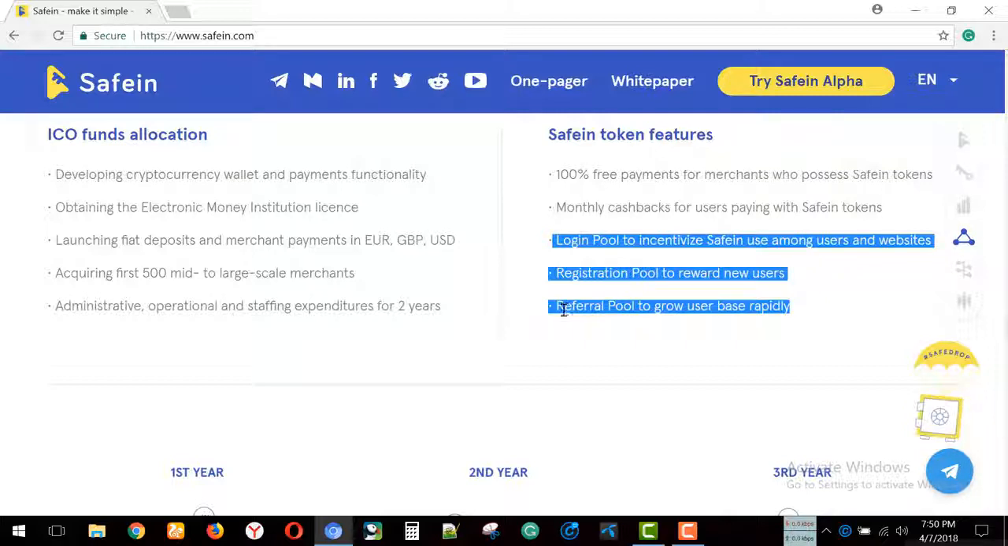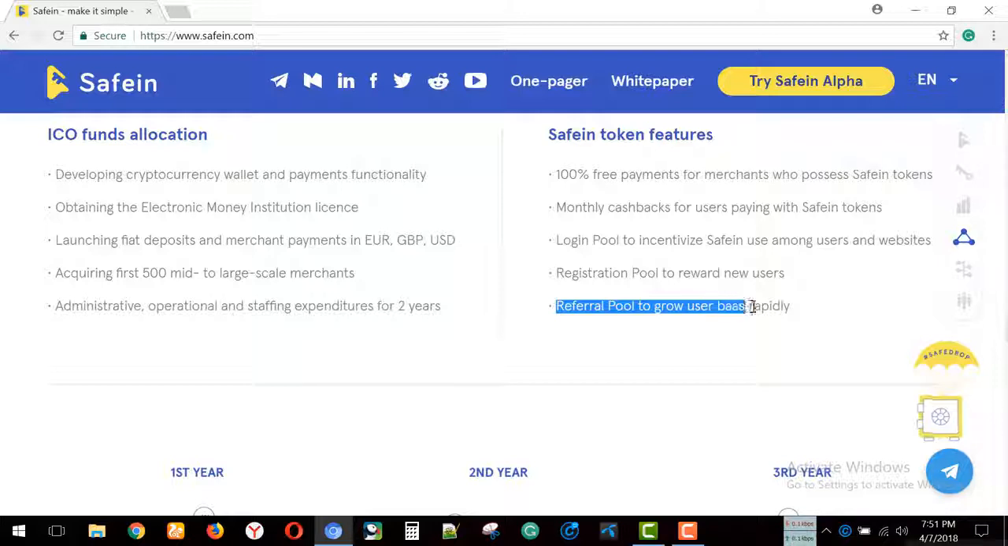Most importantly, I have to talk about this one, especially the referral pool to grow the user base rapidly. This is a wonderful action going to be taken by Safin, especially to benefit the users and to develop this project, where it shows that if users invite their friends to register with Safin, they will be rewarded with the same amount of tokens.